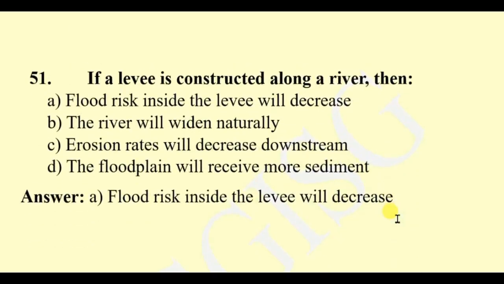Question 51. If a levee is constructed along a river, then flood risk inside the levee will decrease. The river will widen naturally. Erosion rates will decrease downstream. The floodplain will receive more sediment. Here the right answer will be flood risk inside the levee will decrease.